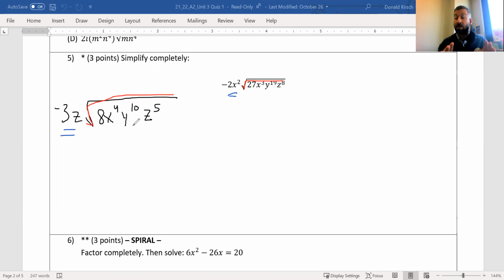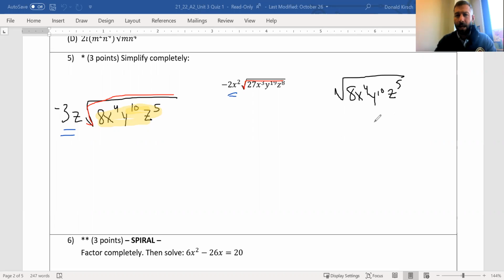Okay, so when we solve this, we actually break this apart. And the very first thing that I'm going to focus on is just going to be whatever is on the inside. I don't want to worry about the outside yet. I want to worry just about what's on the inside and how to break that down. And so I'm looking really at the problem, square root of 8x to the 4th, y to the 10th, z to the 5th.